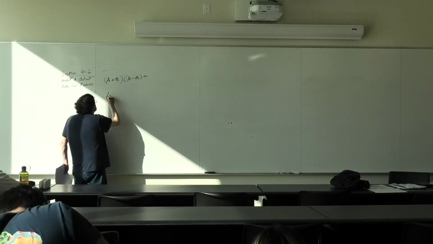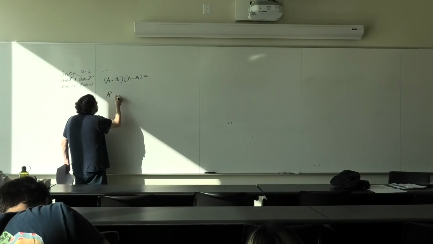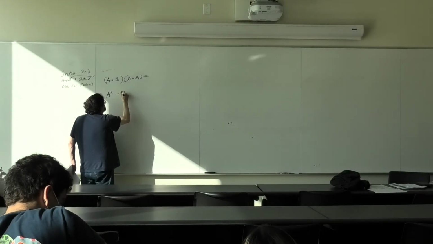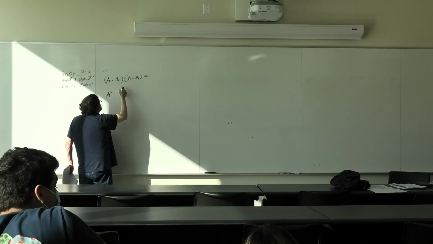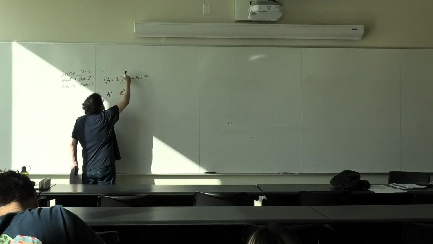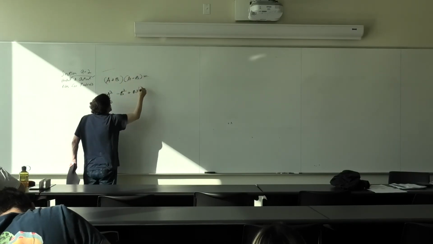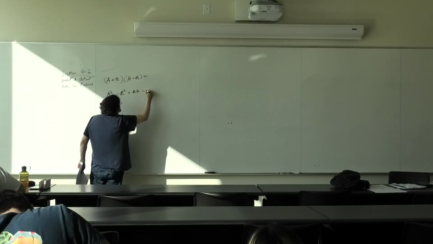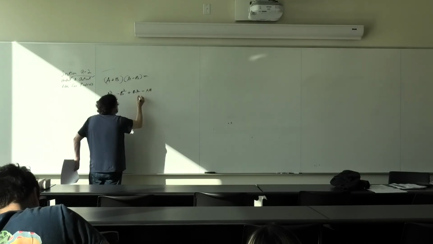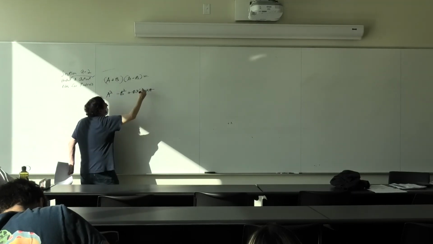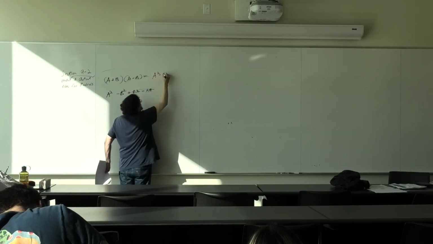Firsts, a squared. Lasts, minus b squared. Inner, ba. Outer, minus ab, which is the same as ba. These cancel. A squared minus b squared.